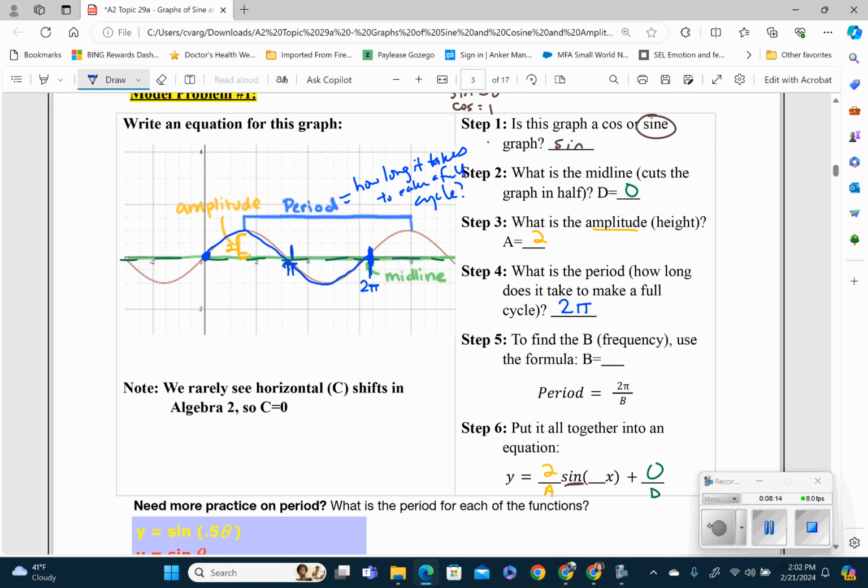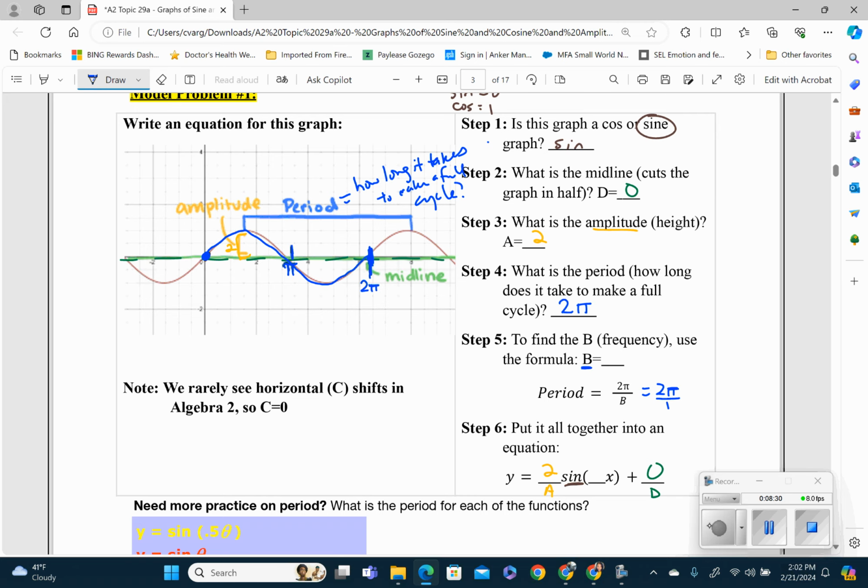Now I want to find out what the B is. The B is, right? You see right here, I want to find out what this is. So I just found out that my period is equal to 2 pi. So let's put 2 pi over here. And if there's no number on the bottom, I'm going to put a 1.